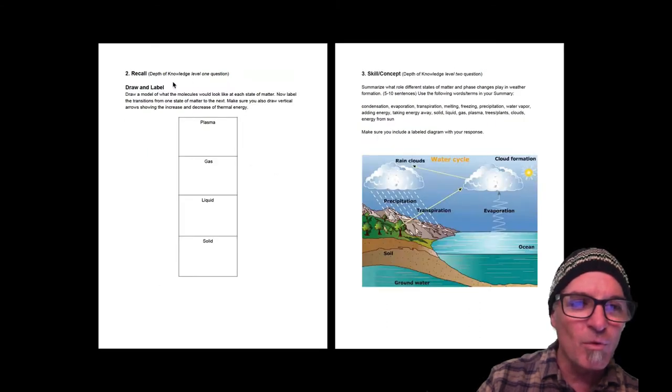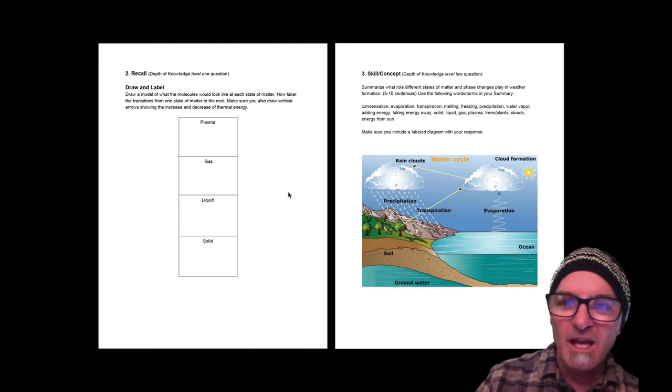This would be a level 1, which is draw and label these different phases here. And then this would be a level 2, summarize the role, the states of matter, and I think weather.